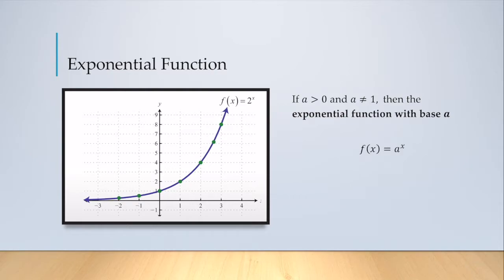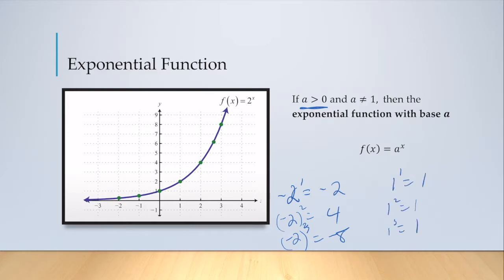So why does a have to be greater than 0? Well, if a was negative, like let's say we had negative 2 to the first power would be negative 2. Negative 2 squared would be 4. Cubed would be negative 8, right? We switch between negatives and positives, so we can't have a be negative. And if a was 1, 1 to the 1 is 1, 1 squared is 1, 1 cubed is 1, that'd be a very boring graph.